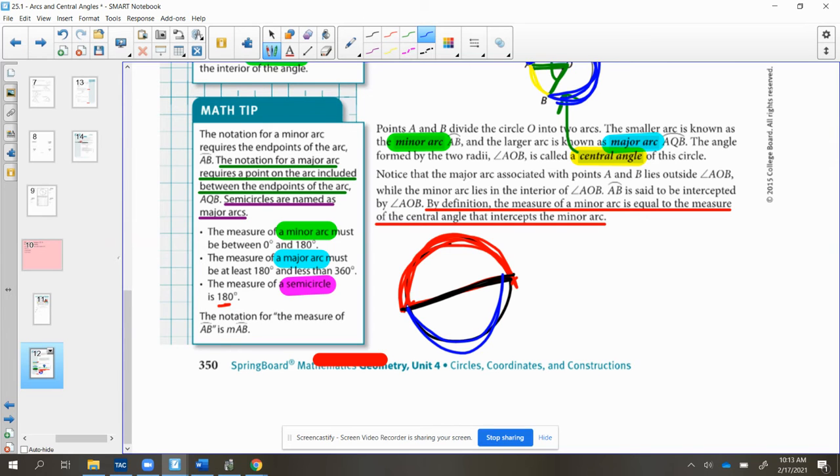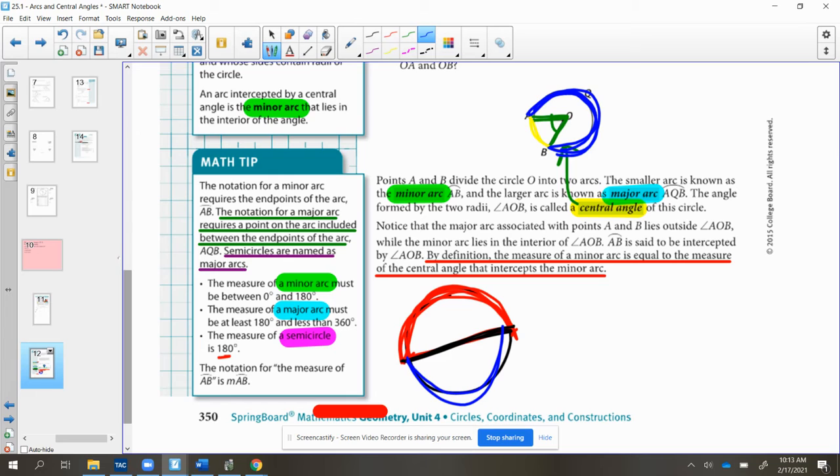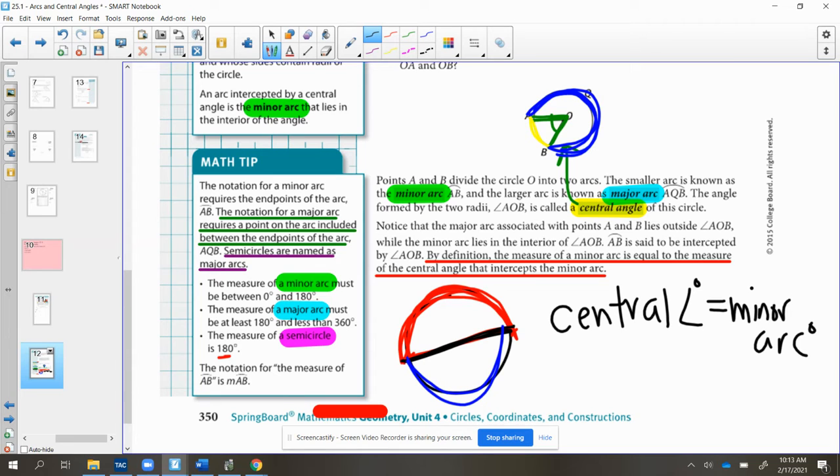Now, there is a special relationship between our central angles and our minor arcs, okay? This angle measure, that's the measure of the central angle. The degrees of the central angle is going to equal the degrees of our minor arc, okay? So for instance, if we said that angle AOB was 60 degrees, we know that this arc is also going to be 60 degrees. Okay, the arcs are going to be the same. Central angles equal the arc length.